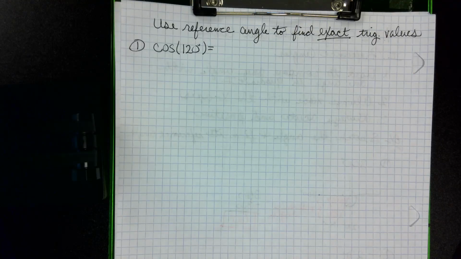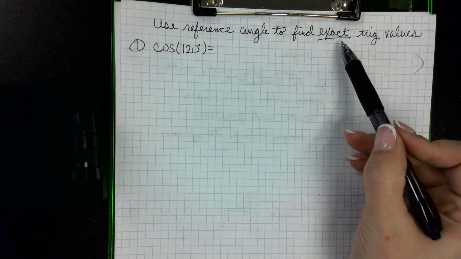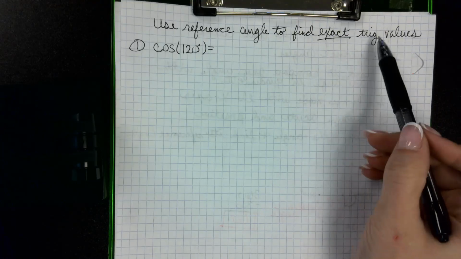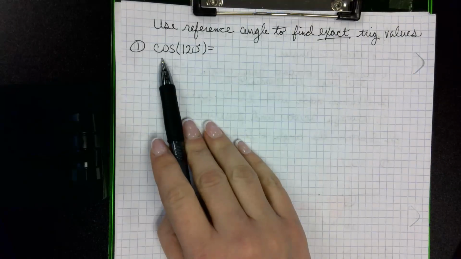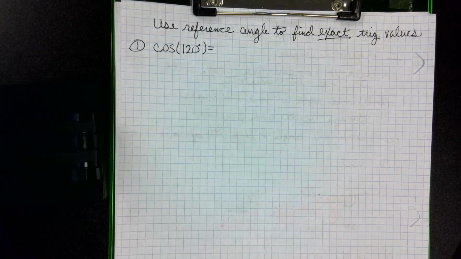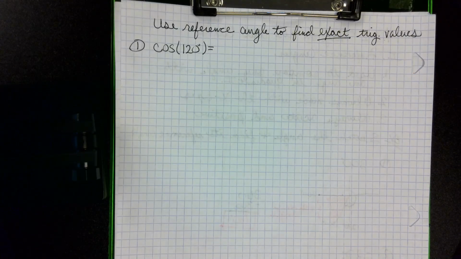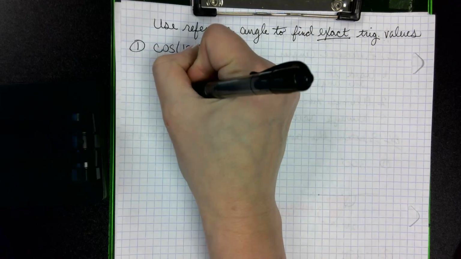So use the reference angle to find the exact trig values. Exact means no decimals, so radical form, fraction form. What is the cosine of 120 degrees? That's the problem. No calculator. So we're going to start by finding the reference angle, but we'll start by sketching the angle.